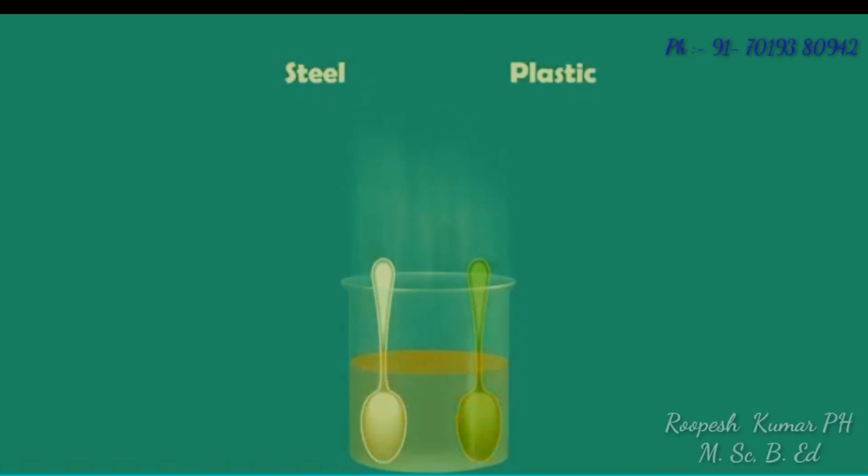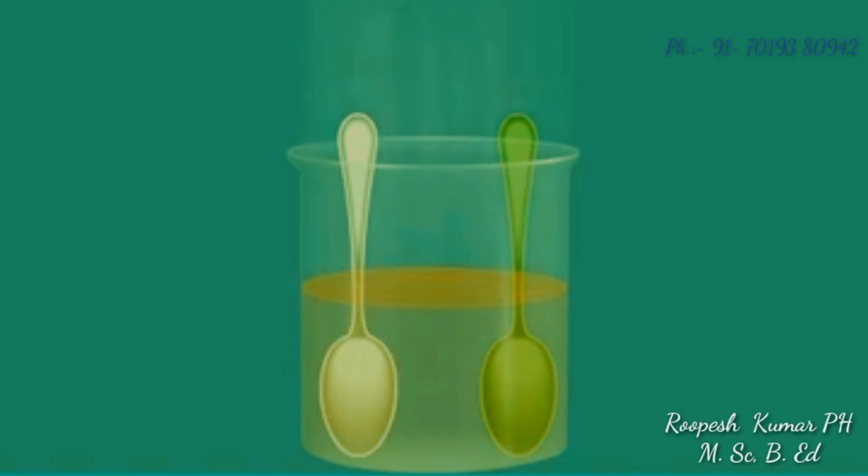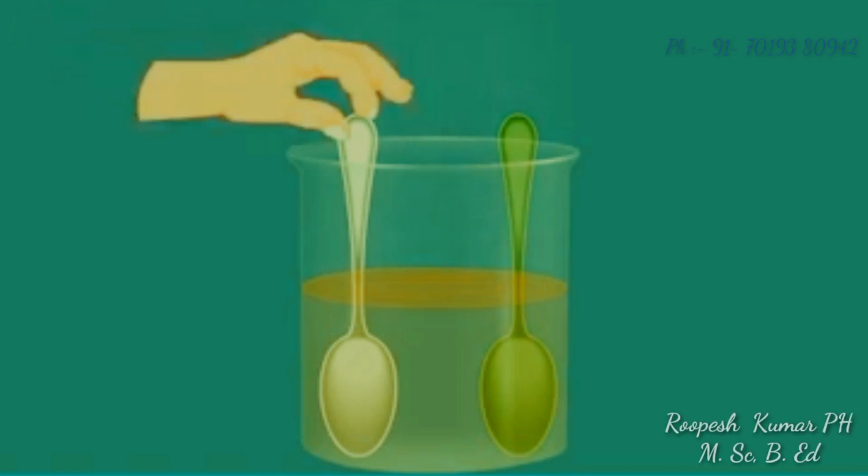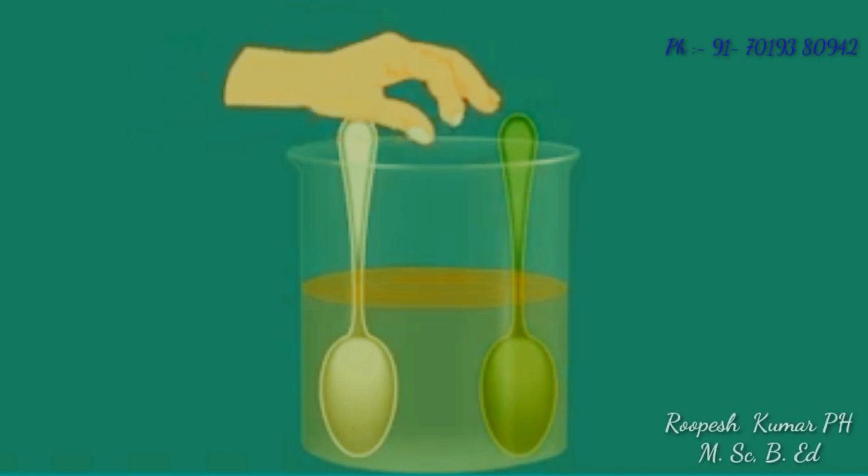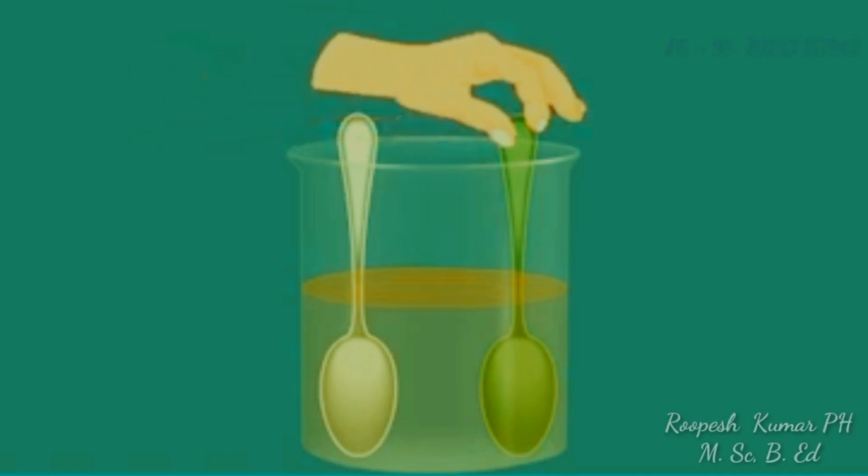Place the metal spoon and plastic spoon in the beaker containing hot soup. After about 2 minutes, we touch the top ends of the spoons. The metal spoon feels quite hot, but the top end of plastic spoon does not feel hot.